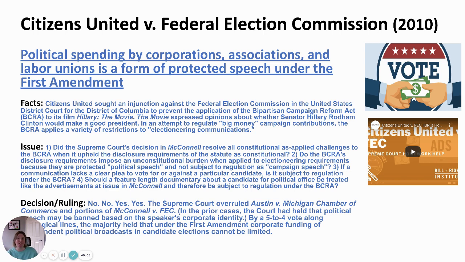So what was the result of this case is we saw massive PACs being created. Super PACs were formed after this, because you were allowed to basically advertise however you wanted to for a candidate as long as your organization wasn't directly tied to the candidate, basically.